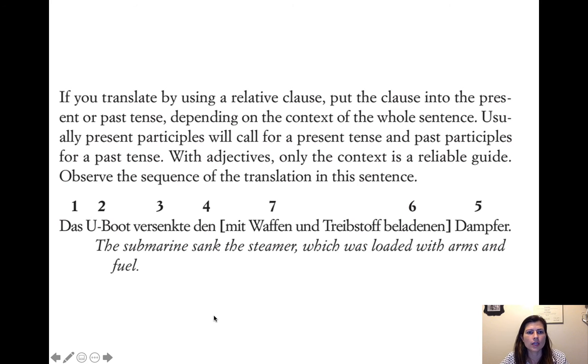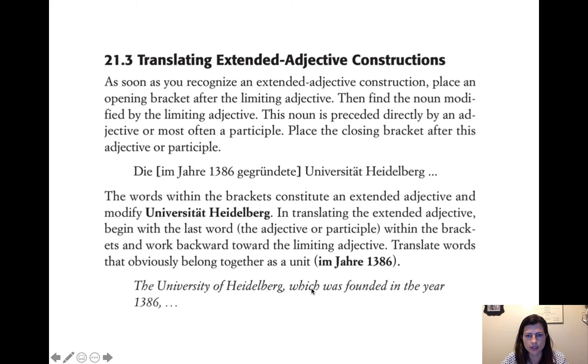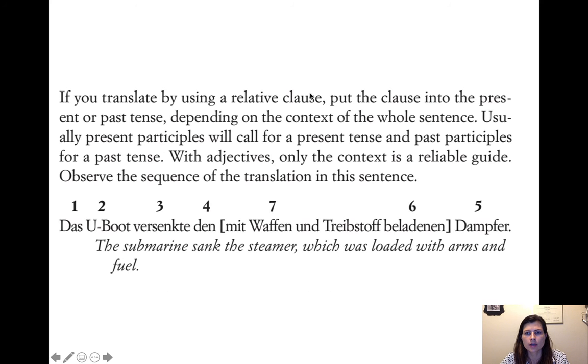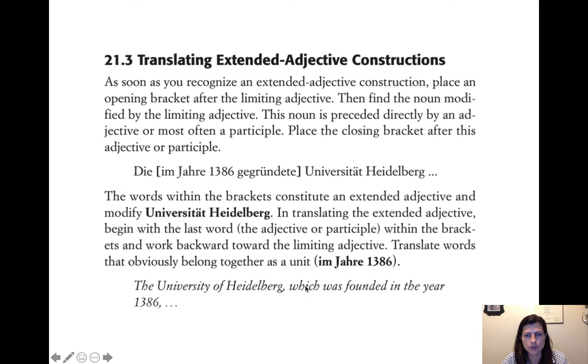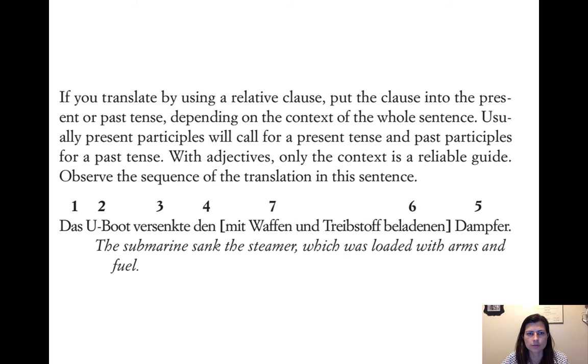If you translate by using a relative clause, so if you are going to add in the which was or that is or whatever, put the clause into the present or the past tense depending on the context of the whole sentence. So the reason we said which was here is because gegründet is a past participle, and 1386 was quite a long time ago. I think that qualifies as the past. So usually present participles will call for the present tense, right? And then the past participles for the past tense. With adjectives, only the context is a reliable guide.